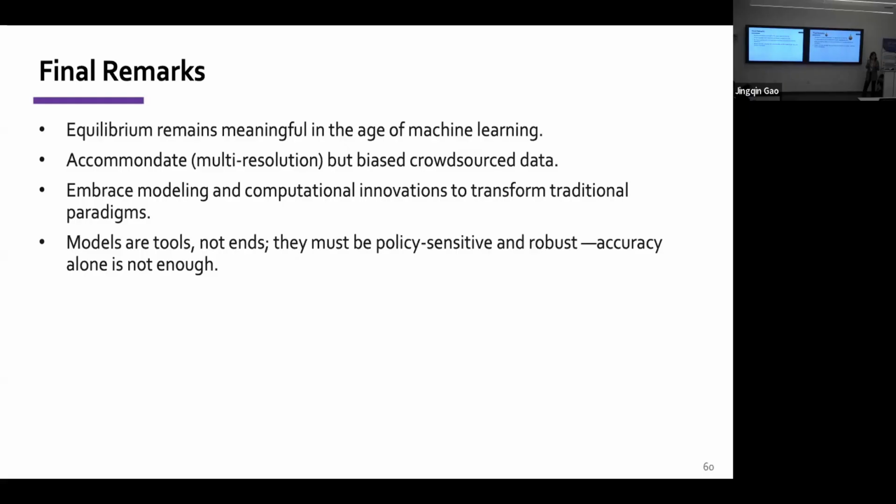So we need to build models that are robust and policy sensitive so that the models can really support decision making. And what I showed is just one minor step, a humble step that tries to explore this direction. And I believe that there are more explorations possible along this direction.